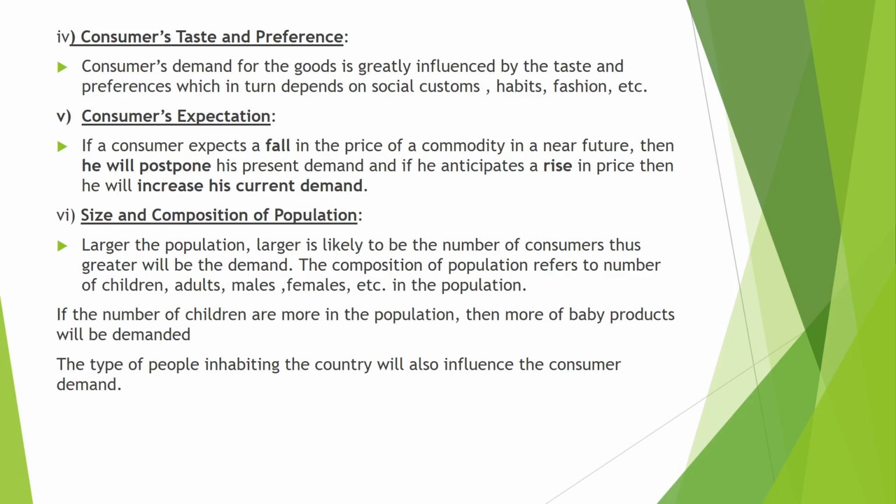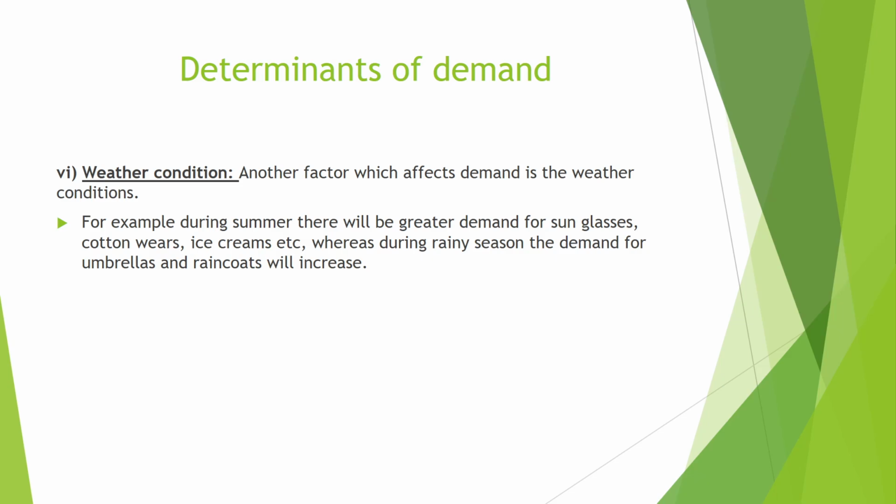Okay, so this is the last point, which is weather condition. How does weather condition influence the demand? I have given an example here. For example, during summer, there will be greater demand for sunglasses, cotton wear, ice creams, etc. Whereas during the rainy season, the demand for umbrellas and raincoats will increase. So you see how the weather is changing the demand pattern.